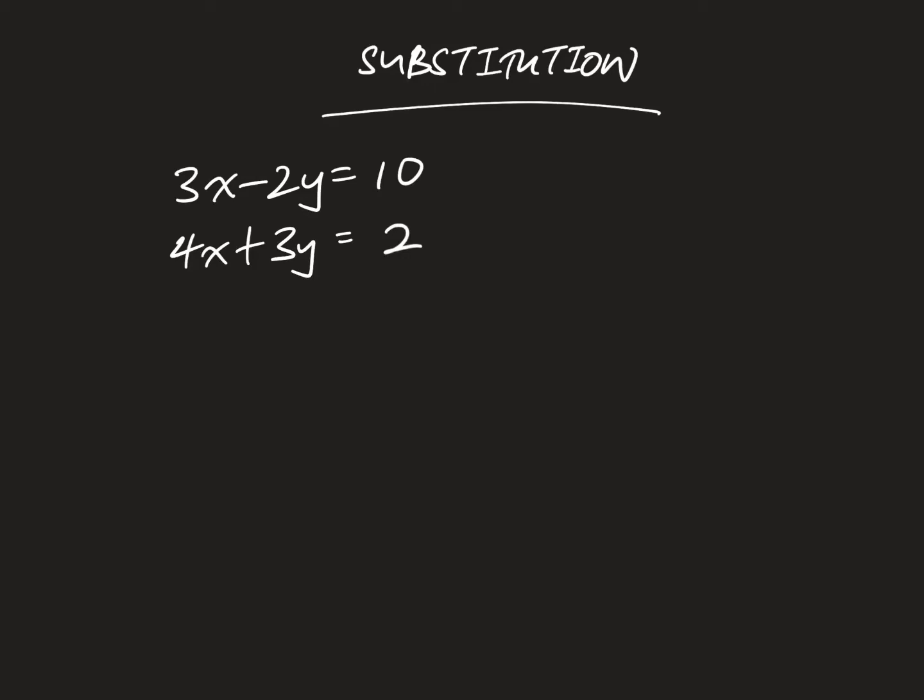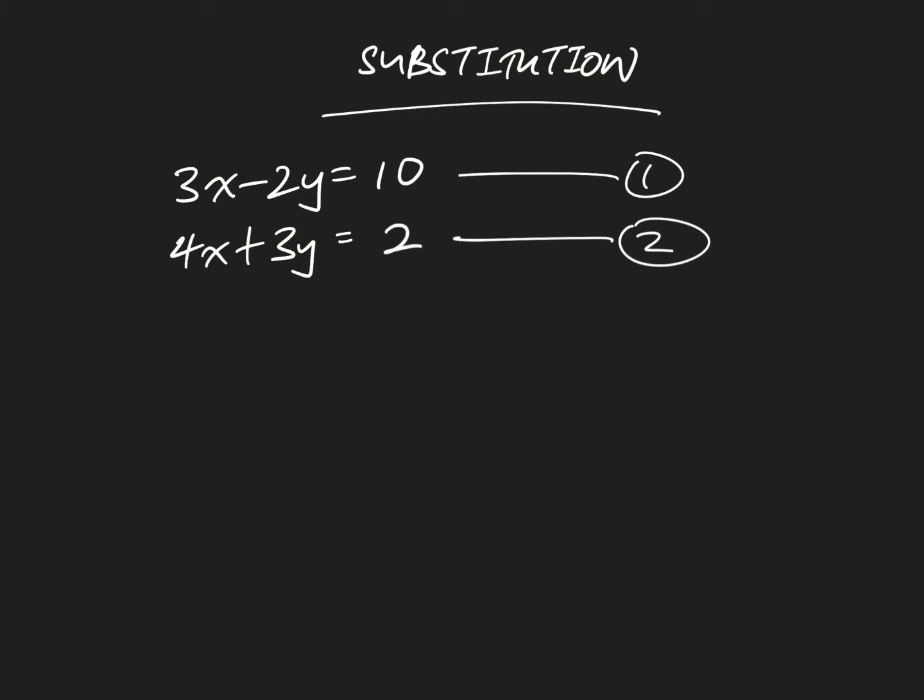Hi everyone, and welcome to part 1 of the series where we are learning how to solve simultaneous equations by substitution. We start off with two equations, and let's label them equation 1 and equation 2 as we've done in previous videos. The key idea of substitution is that you want to make either x or y the subject, and then substitute it into the other equation.